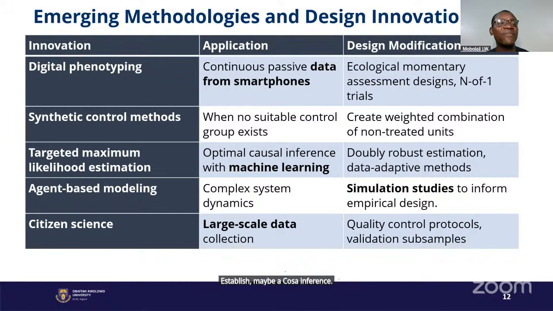And then we have agent-based modeling. This is more like a simulation study, and it's becoming increasingly used in research. So you use simulation studies to inform empirical design, and it's especially used in complex system dynamics. And then you also have a situation where studies use citizen science.